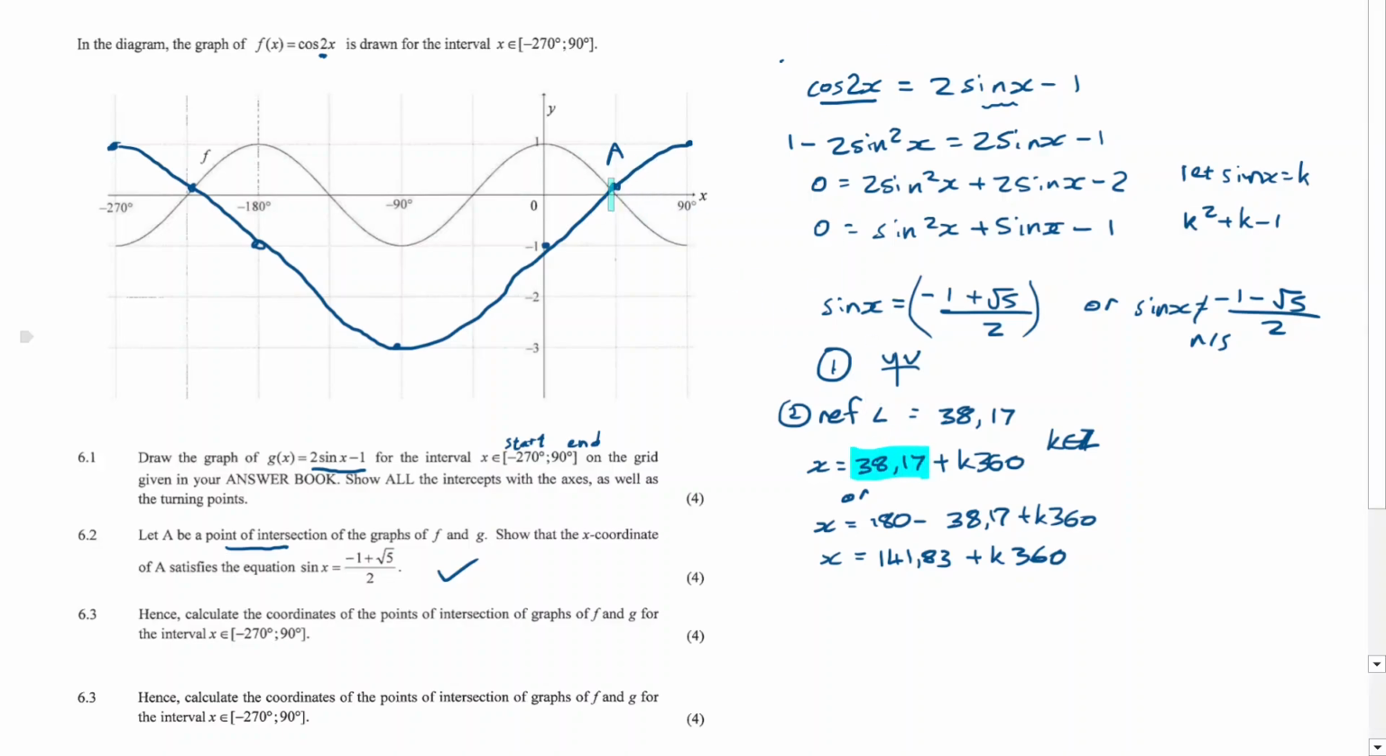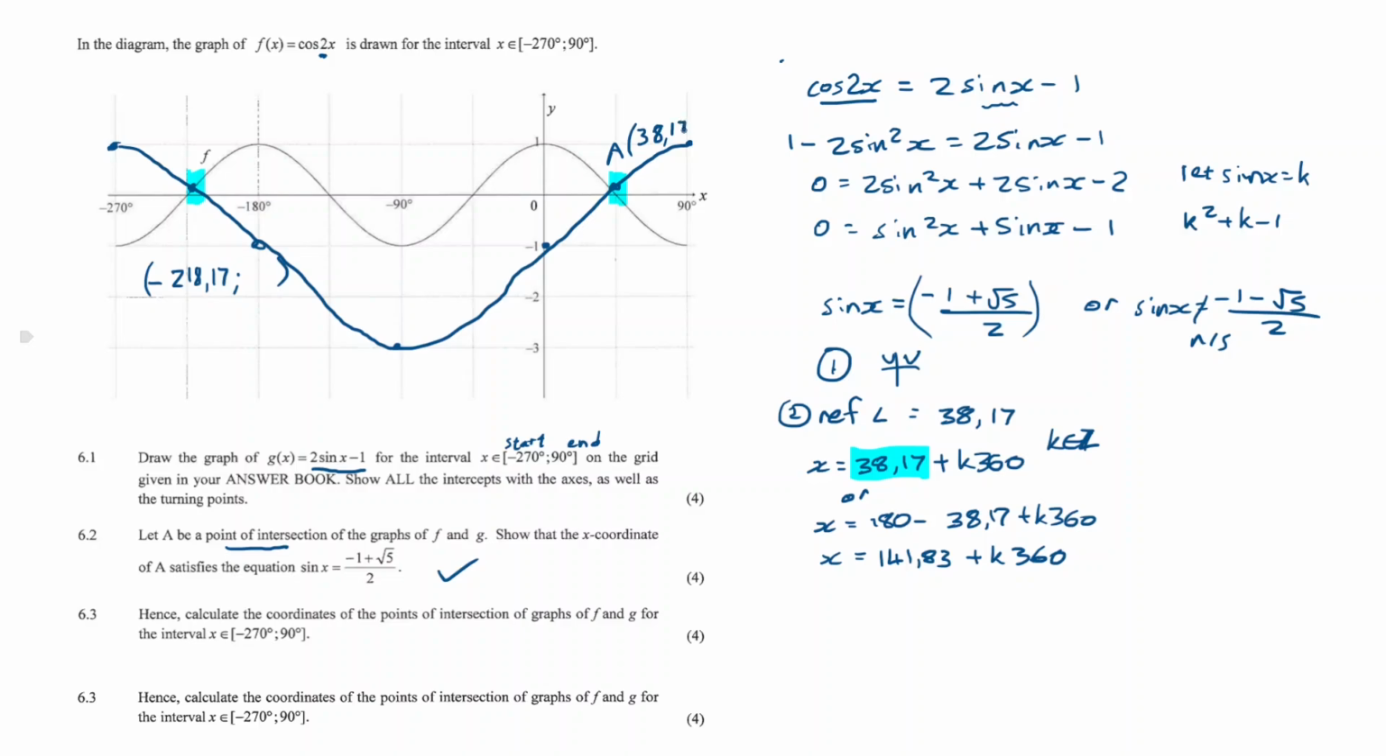And so there are my two general solutions, and if I want the specific solutions, I'll say, is that 38 inside the region? And that looks bang on 38. Is 141 somewhere in this domain? And it's not, it's somewhere over here. And so all I do is I minus 360 from 141, and that should give me this value. And when I punch it in my calculator, I end up getting minus 218.17. And so here I've now got my two x values.